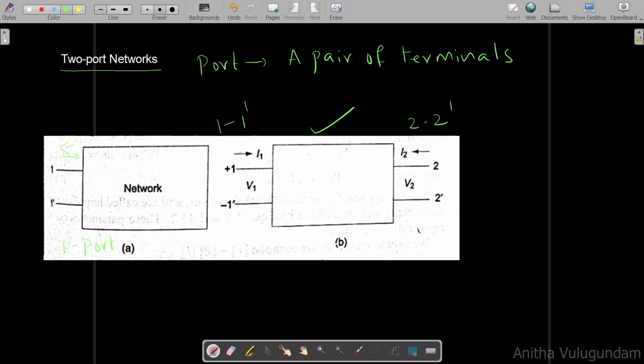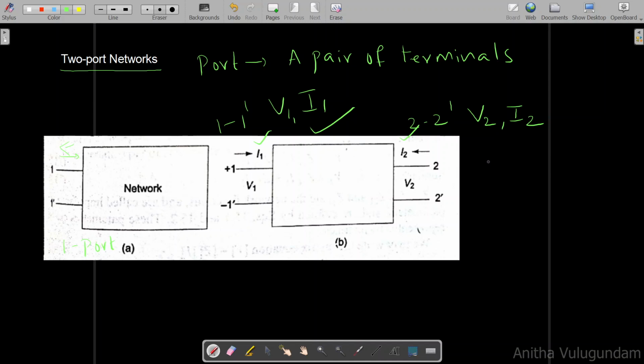The variables represented at port 1 are V1, I1, and the variables represented at port 2 are V2 and I2. Two ports containing no sources in their branches are called passive ports. Two ports containing active sources in their branches are called active ports. And we are assuming that I1 and I2 are entering into the network. Out of these four variables, two will be dependent variables and two will be independent variables.